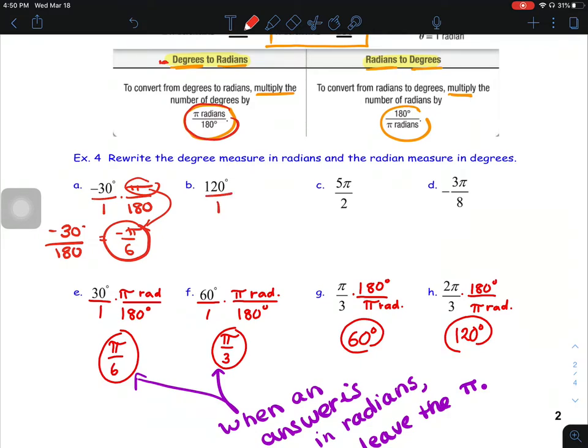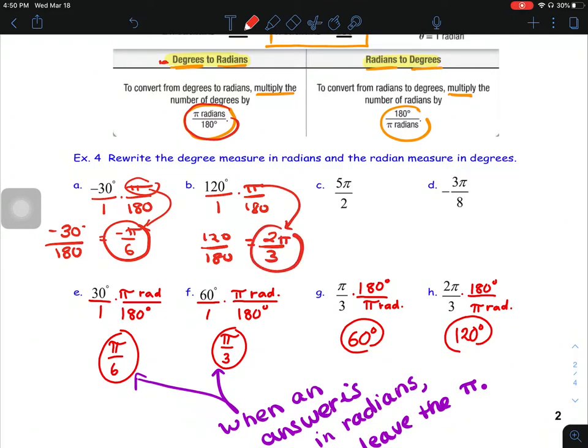Let's look at this one here. We're going to convert 120 degrees into radians. So we're going to be multiplying that by pi over 180. Again, on the calculator, you would do 120 divided by 180, switch that back into a fraction, which gives you 2/3, and then just reattach that pi symbol back onto the answer.